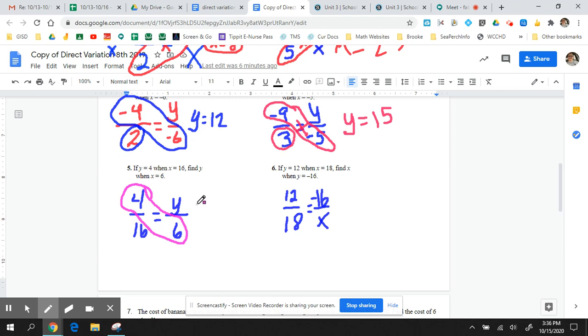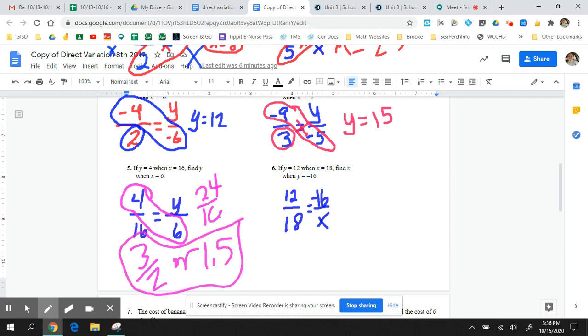So what is 24 divided by 16? I could leave this as 24 divided by 16. I could simplify it down to 3 over 2, or I can leave it as 1.5. All right. That should have been what you got for your answer.